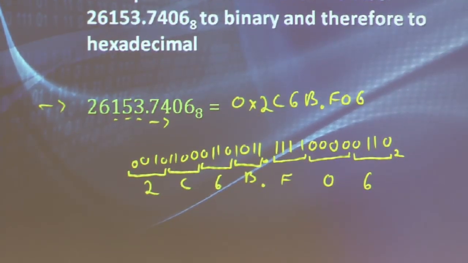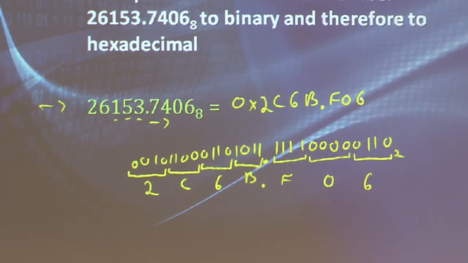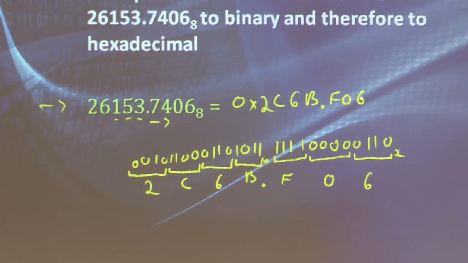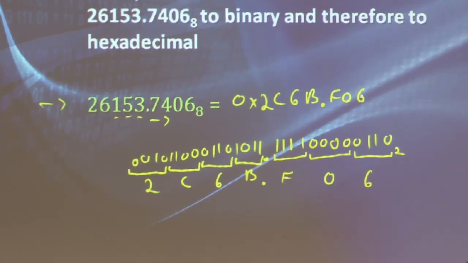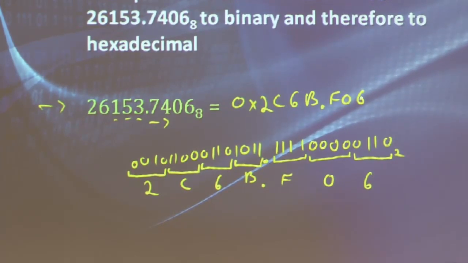Any questions so far? Yeah? So can you add zeros at the end of the decimal? Yeah. Same as you would in decimal. Adding more zeros at the end doesn't change the number.